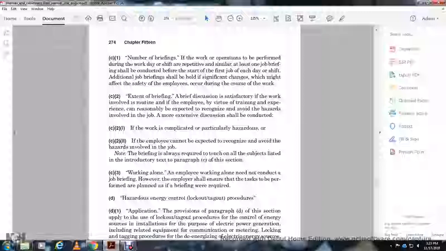The most extensive discussion shall be conducted if the work is complicated by a particular hazard, or if the employee cannot be expected to recognize and avoid the hazard involved with the job. The briefing is always required to touch on all the subjects listed in the introductory text of paragraph C of the section. Working alone.